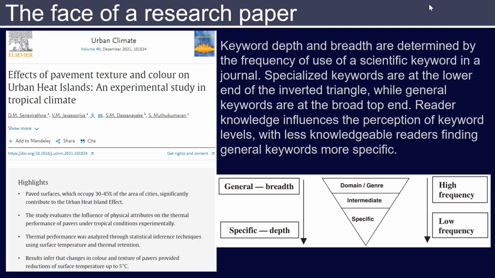You are addressing a specific part, a specific gap in a particular domain. That is the first thing that you have to understand when you are starting to write a paper. Even in this case, if you look at the paper that I have shared here, we have put the topic: effects of pavement texture and color on urban heat islands, an experimental study in tropical climate. You can see the specific gap that we are trying to address, the specific part of the research that we are looking at, the problem as narrowed-down research.